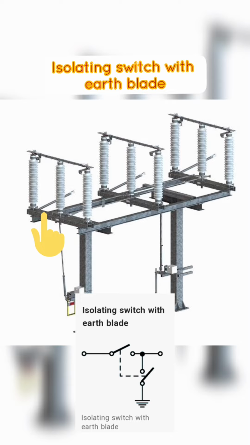In the case of an isolating switch with an earth blade, there is an additional blade that is used to ground the circuit being disconnected. This earth blade provides a path for the electrical energy to be safely discharged to the ground, reducing the risk of electric shock and protecting the equipment from damage.